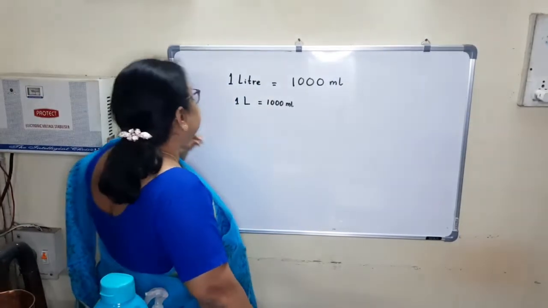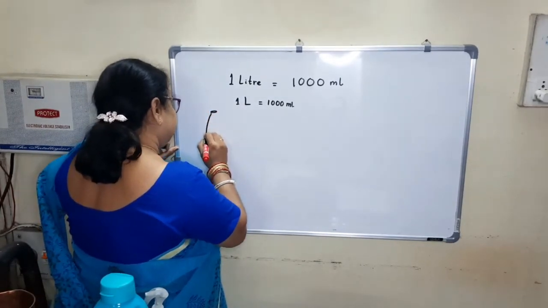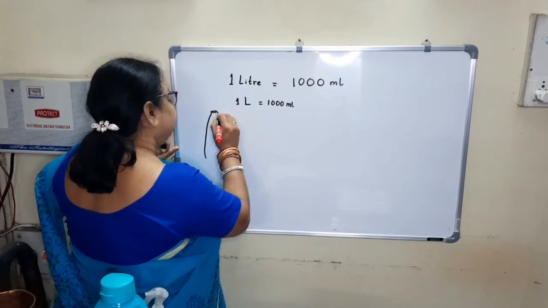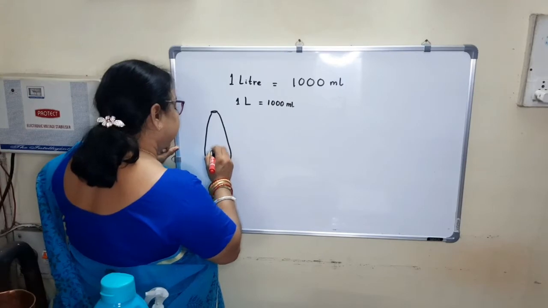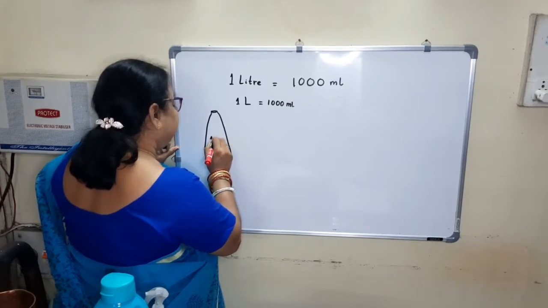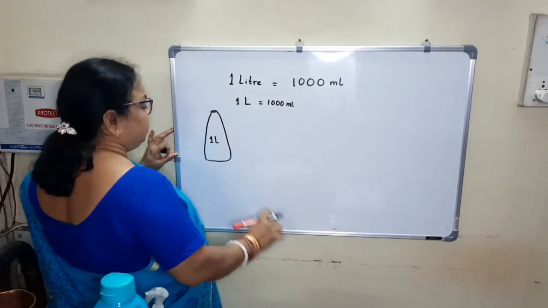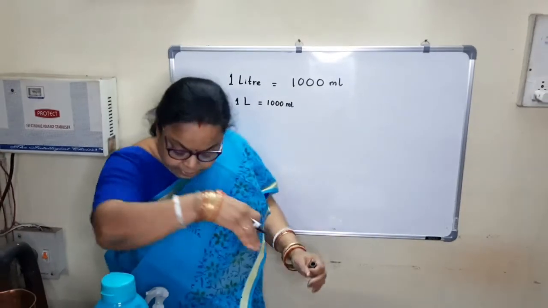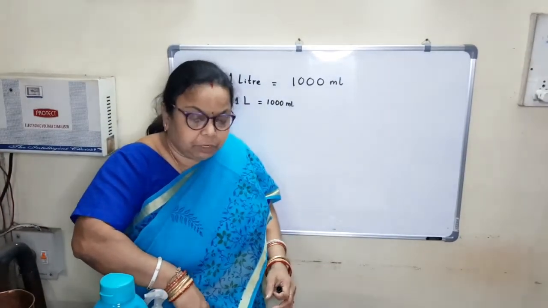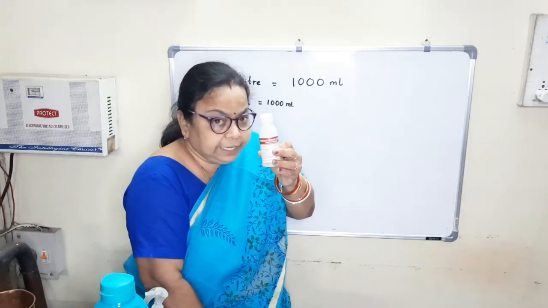Children, you see a milk bottle. It is 1 liter. So, when you see a small bottle, the capacity of this bottle is 100 milliliter.